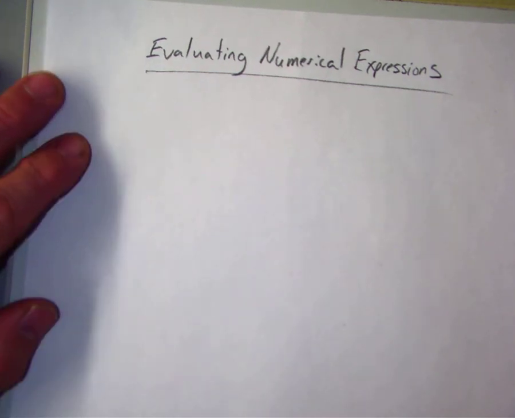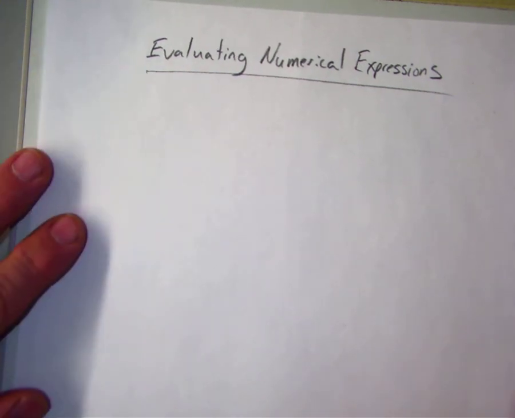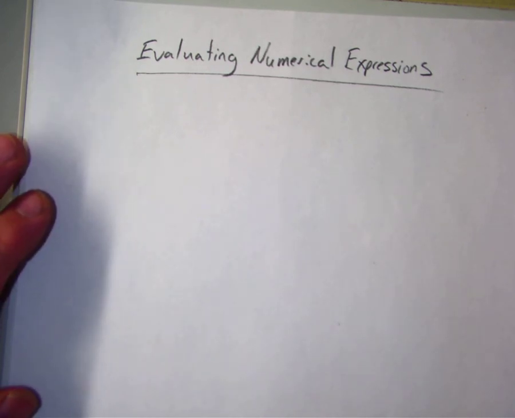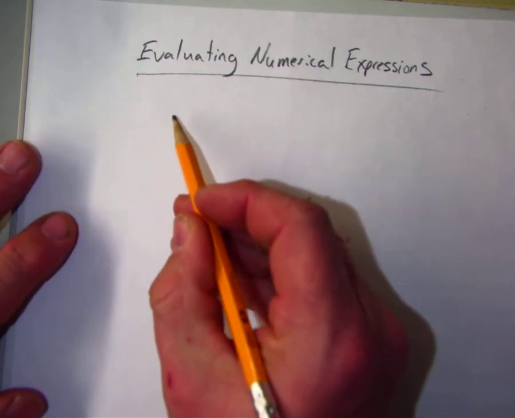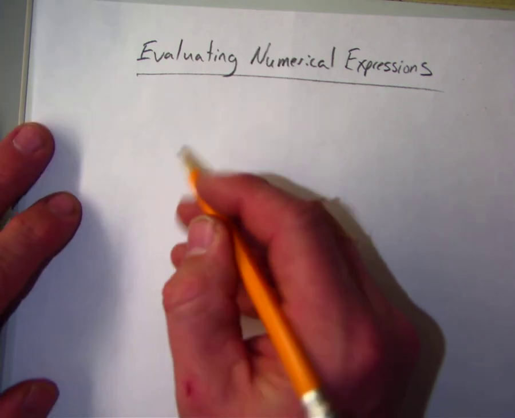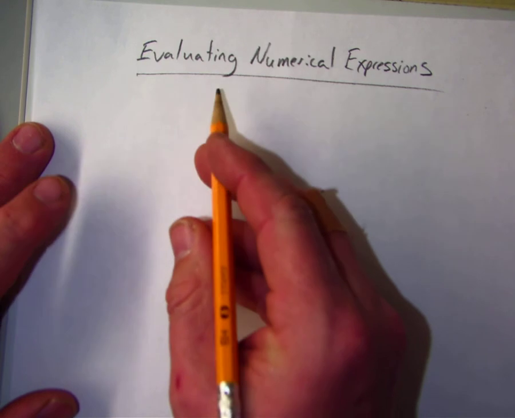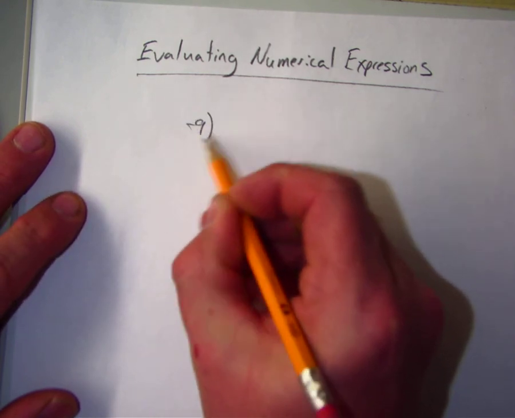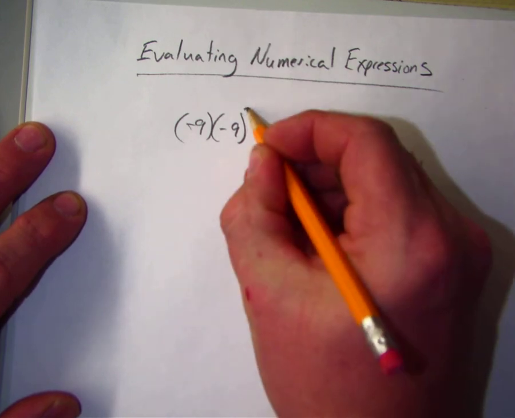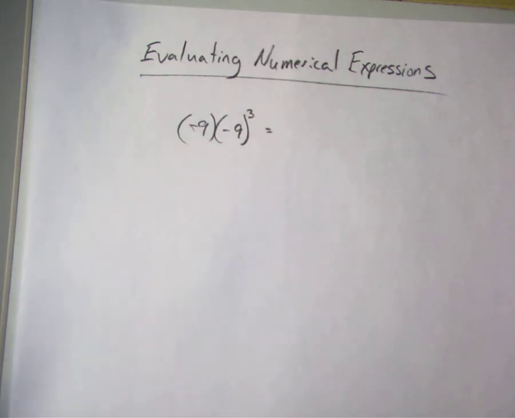Alright, in this video we're going to evaluate numerical expressions. In other words, we're going to apply the properties of exponents, but with numbers. There will be no variables. So for example, if I had negative 9 times negative 9 to the third, I want to evaluate this.